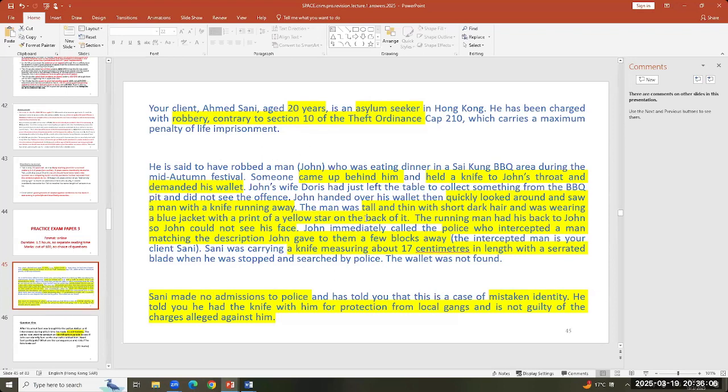Okay, so again, just highlighting some key things I'd want to think about as I'm reading through these questions. So I think I can tell from these facts where this question is going. It's going to be something about identification. There's going to be something about his sentence for robbery, given his age.